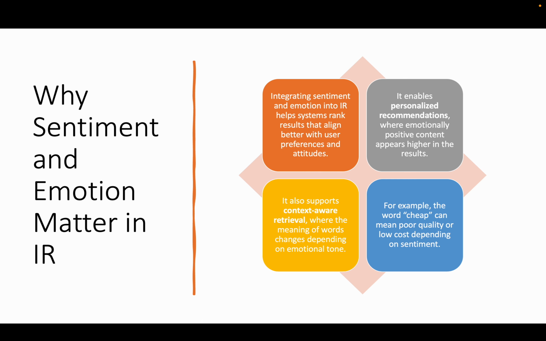Why sentiment and emotion matter in IR. Integrating sentiment and emotion into IR enhances personalization, relevance, and user trust. When a search engine understands emotion, it can prioritize emotionally positive or appropriate results. For example, if a user searches best vacation spots to relax, the emotional cue is relaxation and calmness. A standard IR system might simply show famous destinations, while an emotion aware system should prioritize quiet beaches, peaceful resorts, or spa retreats that align with the emotional intent.